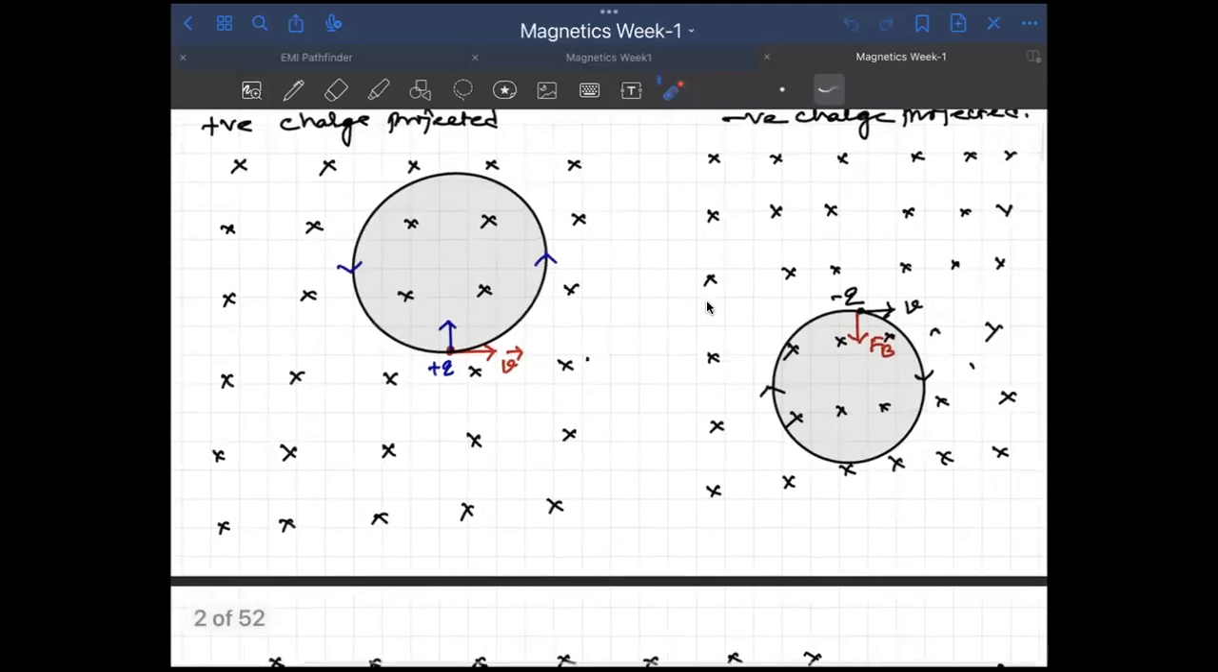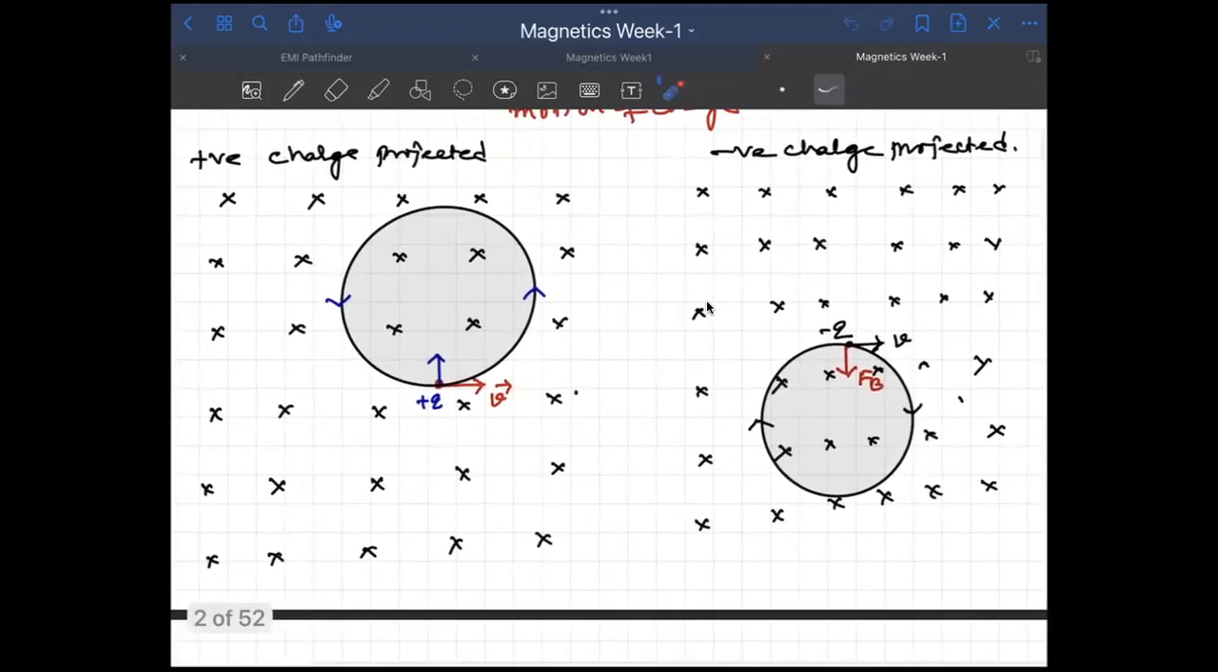Now, if there is a negative charge projected, if it is a positive charge, it follows a path like this. If it is a negative charge, it follows a path like this. Of course, both are circles. But you see, in the first case, the center is above the point of projection. In the second case, the center of the circle is below the point of projection. But still, it is a circle.